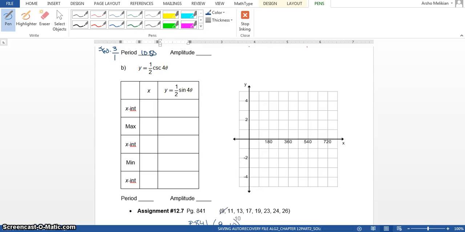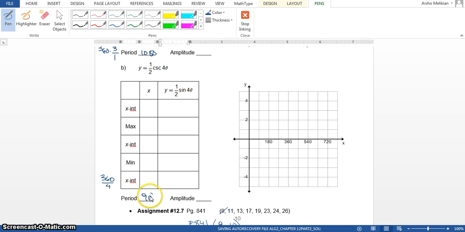All right, so here we're going to graph the cosecant, which is 1 over the sine. So first we're going to graph the sine. So quickly, the period is 360 over 4, 45, right? Which is 45 degrees. No, 90 degrees. 90. My bad.